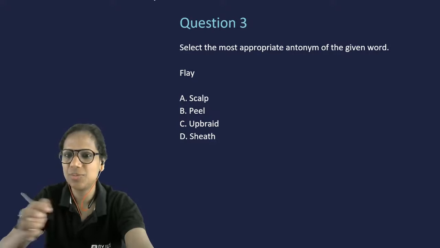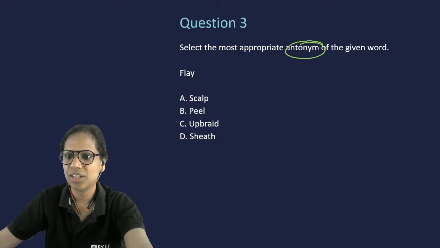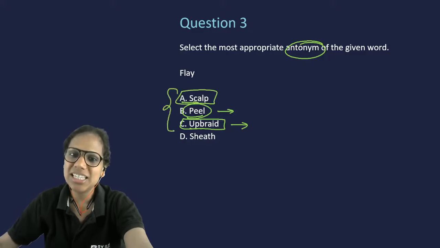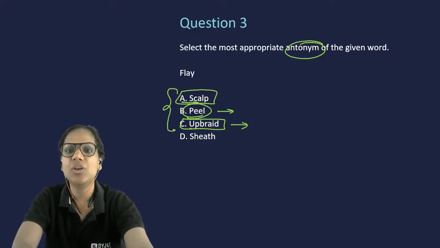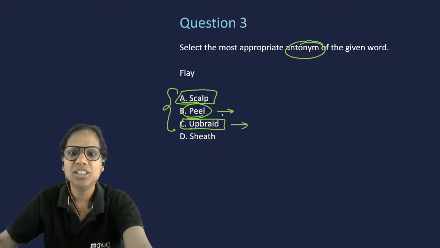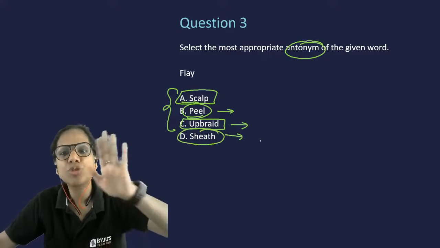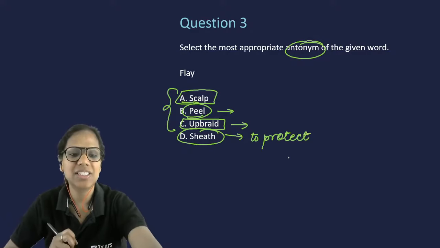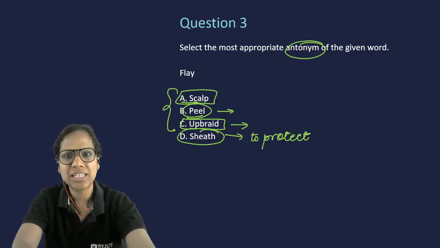Antonym, I need to give the antonym here. So, to peel, again, you are removing the skin of something. To upbraid, again, means the same, right? To scalp, these three are synonyms. When you scalp something, when you upbraid something, you are actually skinning it. So, sheath, on the other hand, means to protect. To sheath someone is to protect someone, right? So, this is the opposite. All right. So, I hope this is clear. And D Delhi is the answer.